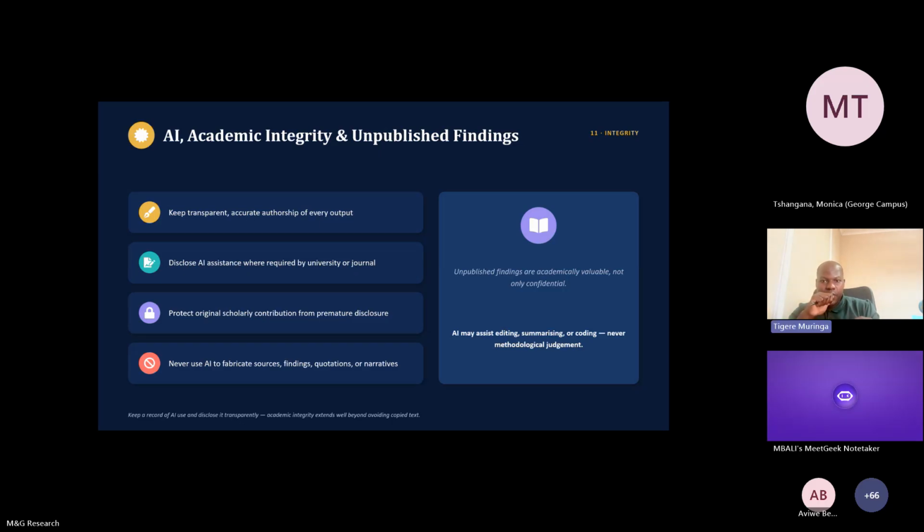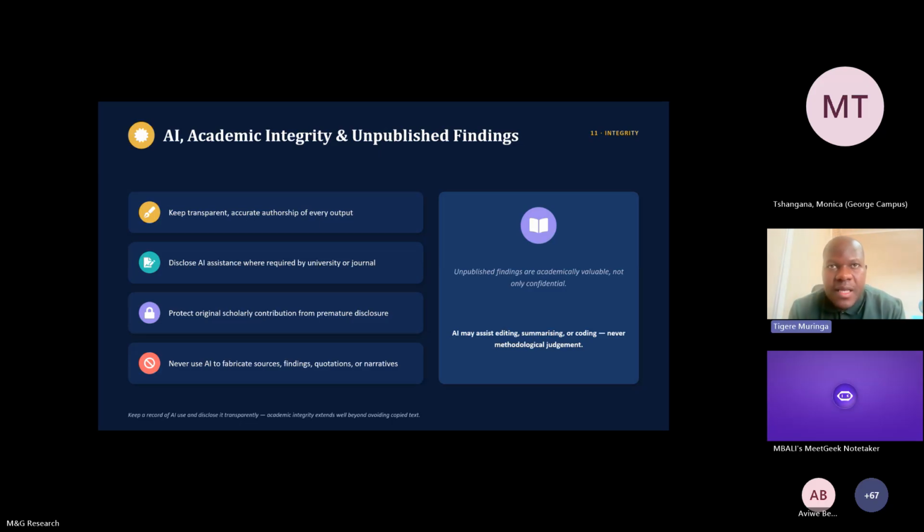AI may support editing, summarizing, language refinement, or coding assistance, all right? But it should never and should not replace methodological judgment. So what are we saying? We're saying researchers need to keep a record of AI use. They need to disclose AI assistance where required by the university or the journal. And they also need to avoid using AI to fabricate sources, findings, quotations, or participants.